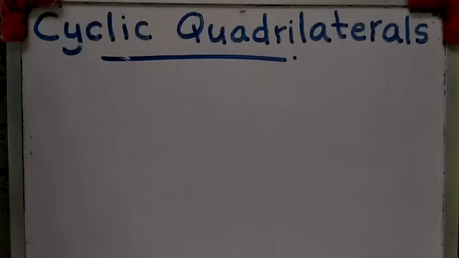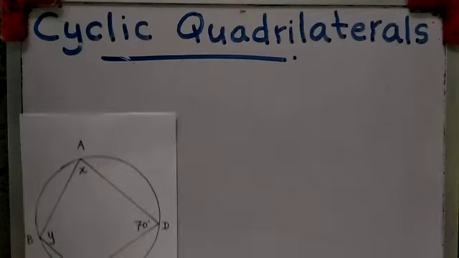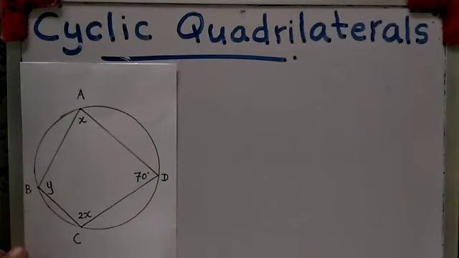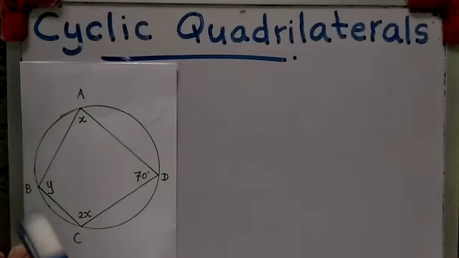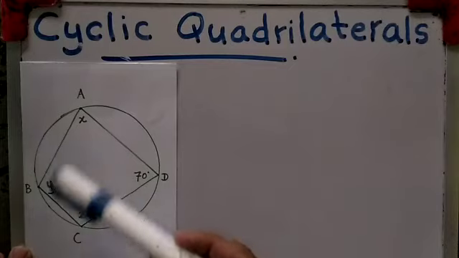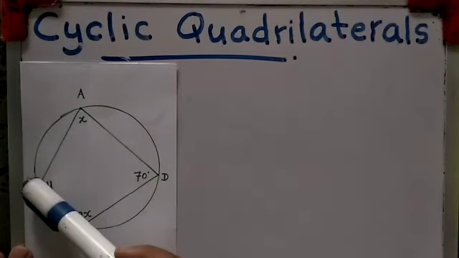We'll work out an example to make the theorem clearer. Can you go through this example? Here ABCD is a cyclic quadrilateral because all four vertices lie on the circle. Find the value of x and y. How to find the value of x and y? We have to use the theorem we studied now: in a cyclic quadrilateral, the opposite angles are supplementary.